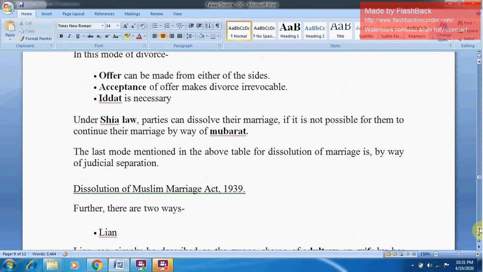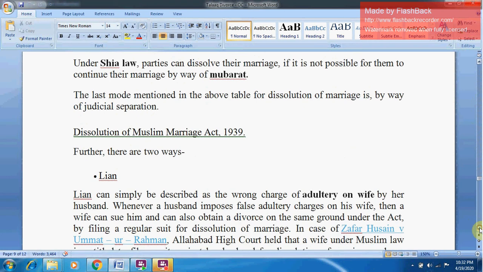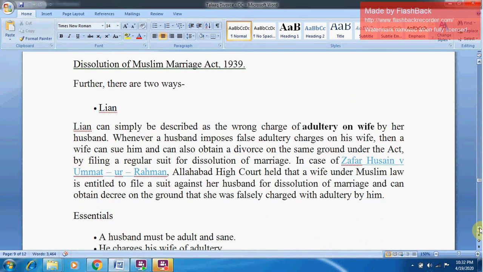The last mode mentioned in the above table of the dissolution of marriage is by way of judicial separation. That is the Dissolution of Marriage Act 1939. Further, these are the 2 ways where one can get the divorce, that is li'an. And the li'an can simply be described as the wrong charge of adultery on wife by her husband. Whenever a husband imposes a false adultery charge on his wife, then a wife can sue him and can also obtain a divorce on the same ground under the Act for filing a regular suit for dissolving of marriage.